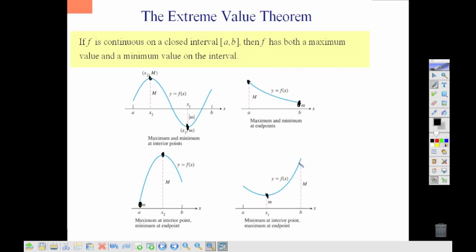And one thing to pay attention to here is it does say a closed interval, and this is important because if I had open intervals, I'm not necessarily guaranteed. Like in this one, there is no maximum because we don't have a definite closed point on there.